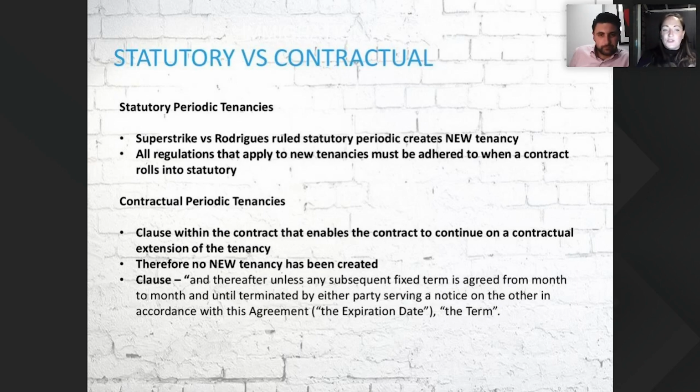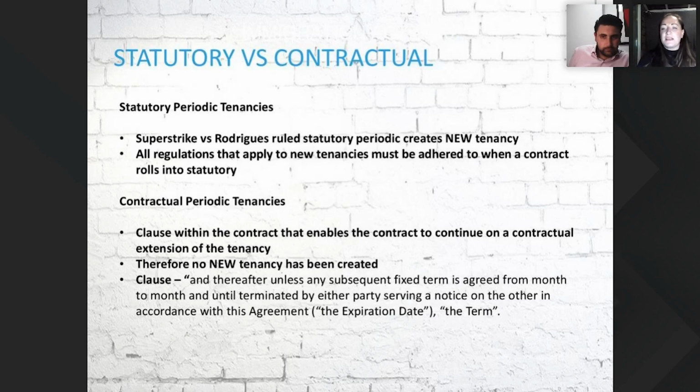So, firstly, statutory periodic tenancies. There was a case called Superstrike v Rodriguez, and it was a case about deposits, but the ruling that came from it was that every statutory rolling tenancy created a new tenancy.